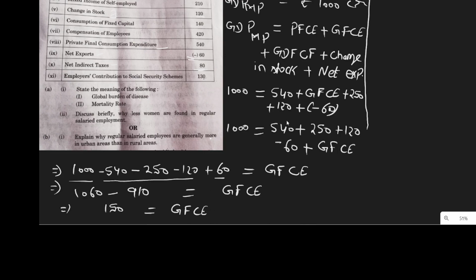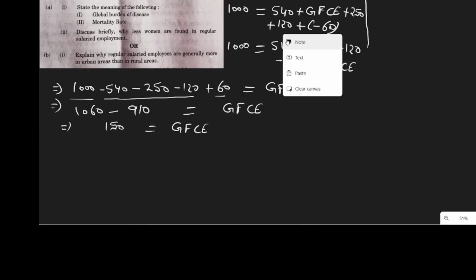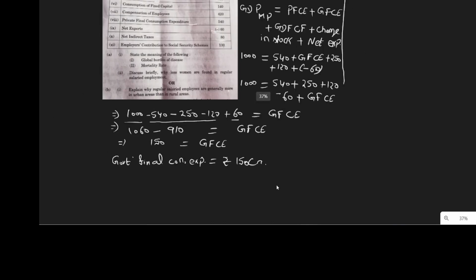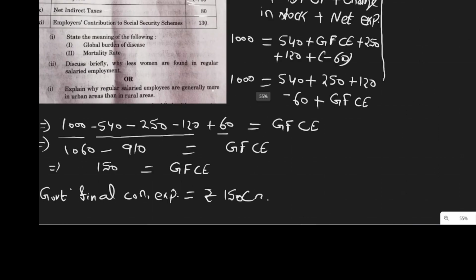Expenditure. That's it. Finally, we can write here government final consumption expenditure is equal to rupees 150 crores. That is the answer. So one missing value we have found using the expenditure method.